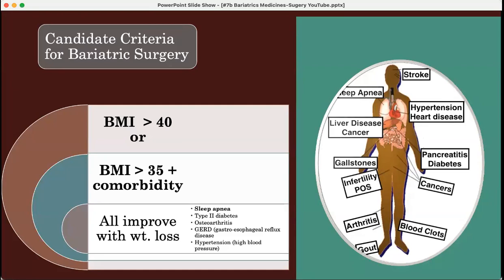Why would we do surgery on someone this young without comorbidities? Because her body is developing inflammation, maybe not noticed with hypertension or diabetes. That hasn't developed yet, but that's coming. So it's hopefully to prevent these comorbidities from developing.